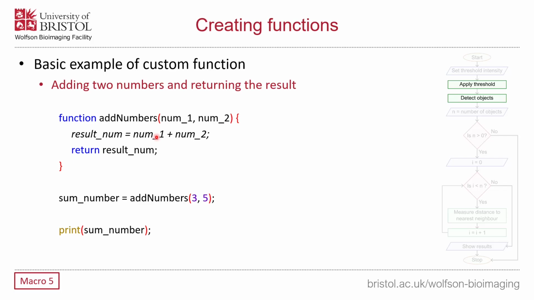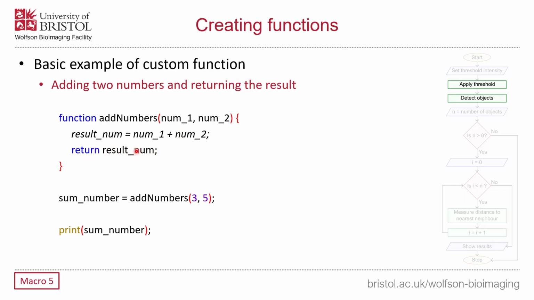But for the sake of argument here, all we're going to do is we're using the function keyword. I'm going to call this function add numbers for obvious reasons. I'm going to say, well, we've got two arguments here. First one's going to be num1, second one's going to be num2. I'm then going to define a new variable here called result num, and then that is equal just to the sum of those, and then I'm going to return that value.